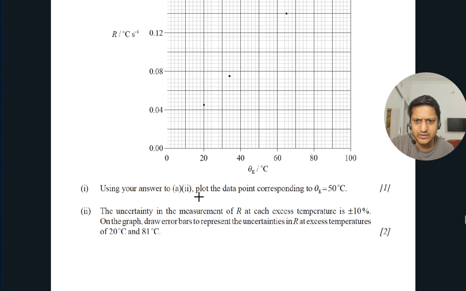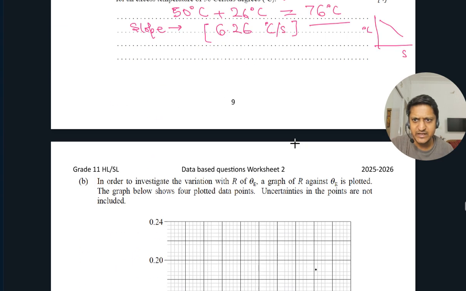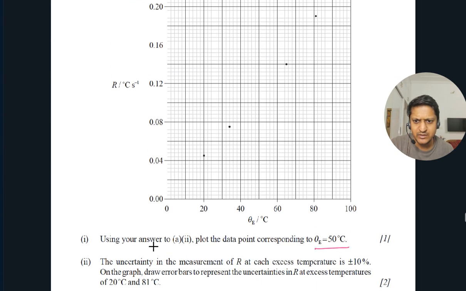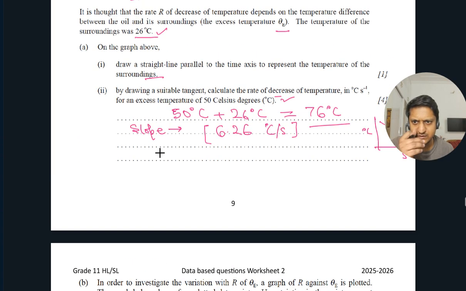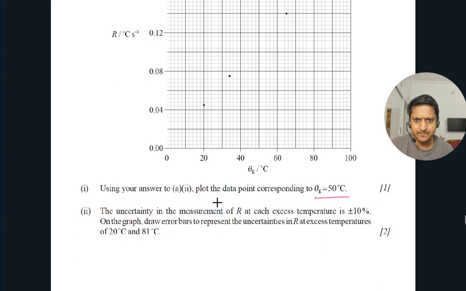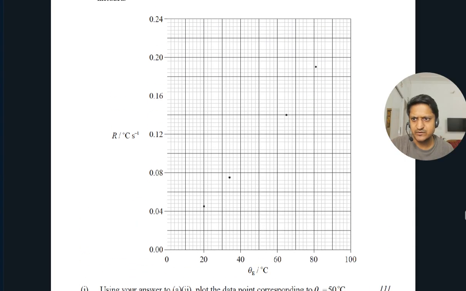Using your data, plot the data point for the corresponding value at 50. So A2 they are asking. First of all, using your answer to this, the slope has been required, and for 50 plus 26, we have to plot the data point. First, we need to create a data point here. You would require a straight line here, so we will draw it like this.